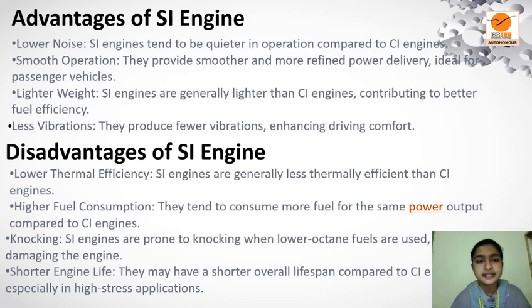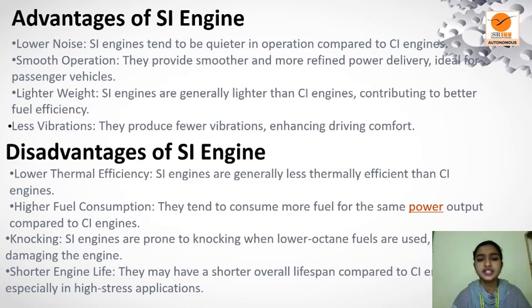Advantages of SI engines. Lower noise. SI engines tend to be quieter in operation compared to CI engines. Smooth operation. They provide smoother and more refined power delivery, ideal for passenger vehicles. Lighter weight. SI engines are generally lighter than CI engines, contributing to better fuel efficiency. Less vibration. They produce fewer vibrations, enhancing driving comfort.